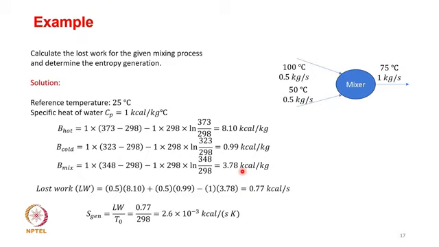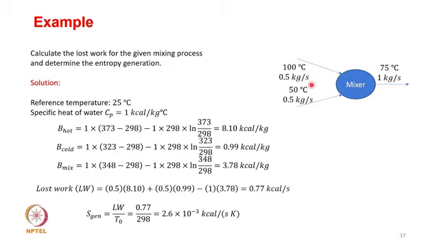So, now let us again try to do an example for calculation. A simple example again: you have two streams coming in at temperatures of 100 degrees and 50 degrees, with 0.5 and 0.5 kilogram per second flow, and after the mixing the temperature becomes 75 degrees with 1 kilogram per second flow rate out. We are interested in calculating the lost work for the given mixing process.